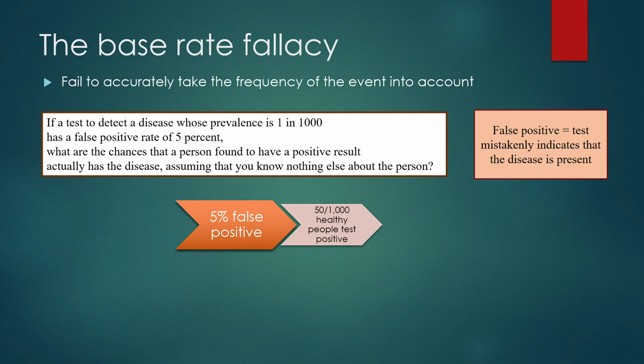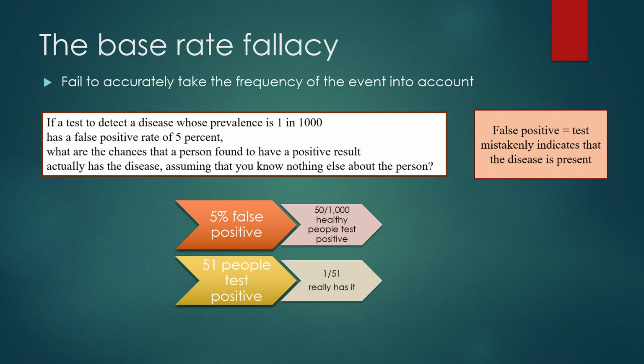Now I'm going to put it into 1,000s just to make it consistent with the prevalence rate. So 5% false positive, that's 5 out of 100 or 50 out of 1,000. So 50 out of 1,000 healthy people who don't have the disease will test positive for the disease. So let's say basically 51 people should test positive out of 1,000, right? Like 50 will be told that they have it when they really don't. And one person who really has it will test positive in 1,000 people.